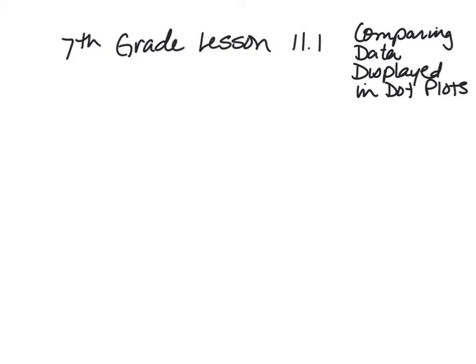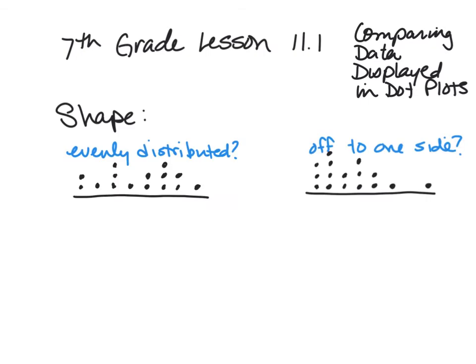So there's 3 key words to look at. The first way you can describe it is by its shape. Is this an evenly distributed amount of data in that dot plot, where the range is evenly distributed throughout? Or is most of the data off to one side, where you have a few outliers over here, but mostly it's all off to one side of the whole data set? So shape is one way you can describe it. Evenly distributed, off to one side, good ways to describe it when you look at it.